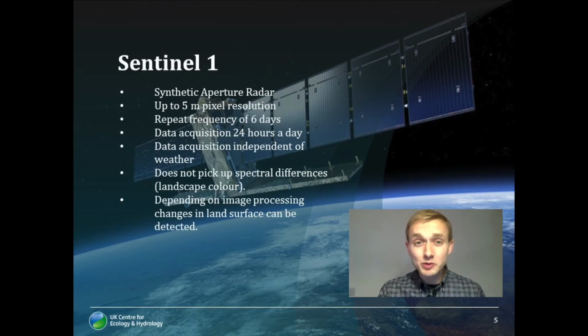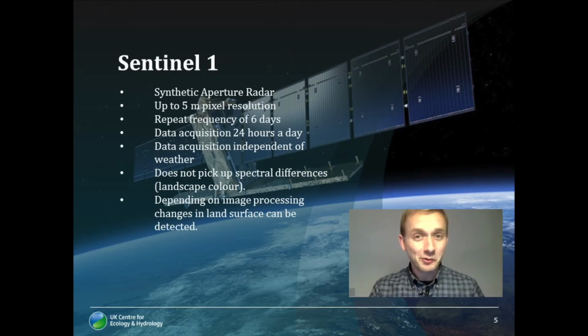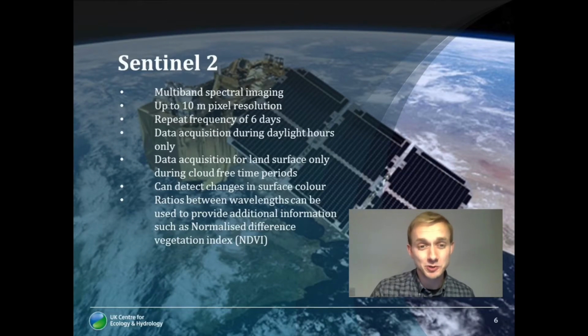So the satellites used are freely available data of Sentinel-1 and Sentinel-2. And without wanting to go into too much detail, Sentinel-1, the picture on screen, which I must say that I cannot claim any credit for, sorry, I did not take that one, is a synthetic aperture radar with a 5-meter resolution that does not pick up spectral differences, yet can acquire data independent of weather conditions, so whether it is cloudy or not, which of course in Wales is a big deal. Whereas Sentinel-2 is a multi-band spectral imager with a 10-meter resolution that can detect changes in surface colour, but it is only visible in daylight hours or on cloud-free days, which obviously is not something that happens too often in Wales.